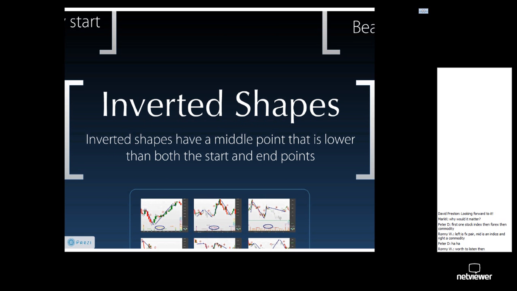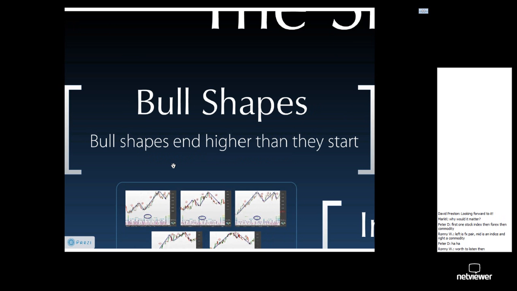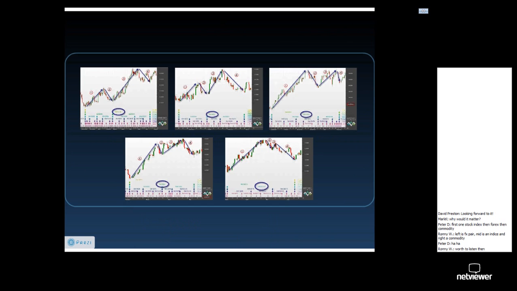Bull shapes are shapes of cycles that very simply end higher than they start. Simple as that. Bear shapes are cycle shapes that end lower than they start. Inverted shapes have a middle point that is lower. That middle point in the M shape is lower than both the start and the end points. So it makes something that doesn't really look like an M anymore, and it's called an inverted shape. Inverted shapes are generally very rare, so that's the good news.